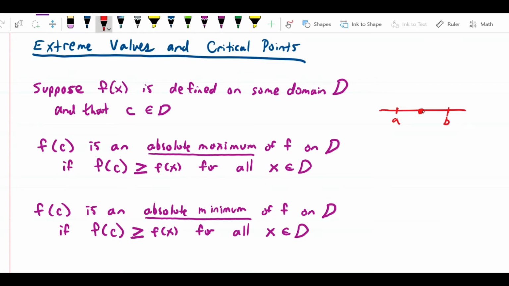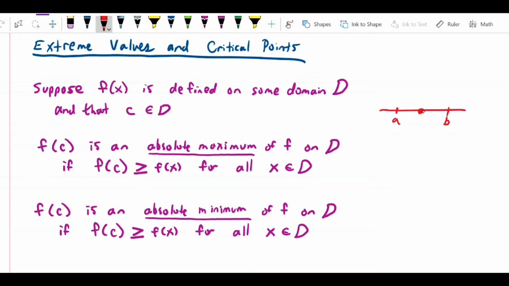So we say that f of c is an absolute maximum of f on D if f of c is greater than or equal to f of x for all x in the domain. In other words, if I plug in any value in the domain and f of c gives me the highest possible value of all possible values of f, then we say that f of c is the absolute maximum of f on that domain.